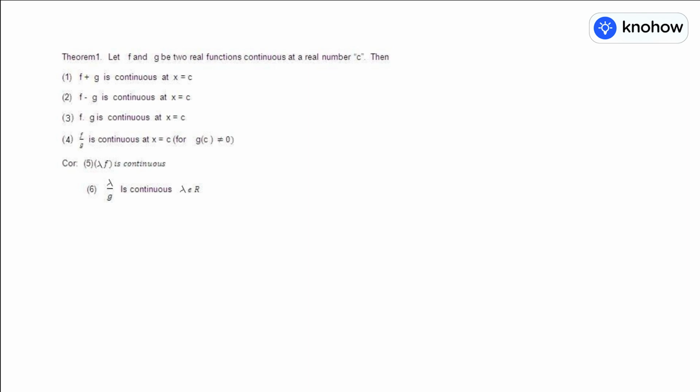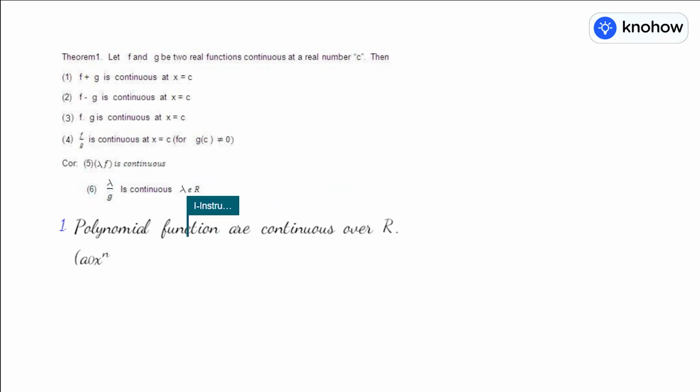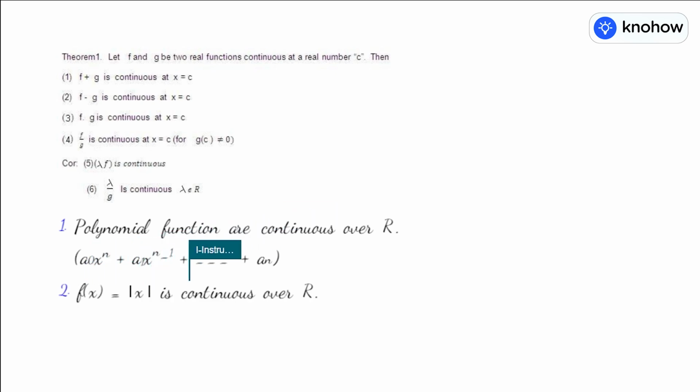Now please make note of a few standard results which will help you later in doing the questions. Number 1, polynomial functions are continuous over R. What are polynomial functions? a0 x^n plus a1 x^(n-1) plus so on, up to an. For example, linear functions, quadratic functions, cubic functions, all these functions are continuous over R, meaning in any interval over R. Number 2, f(x) equals mod x is continuous over R.